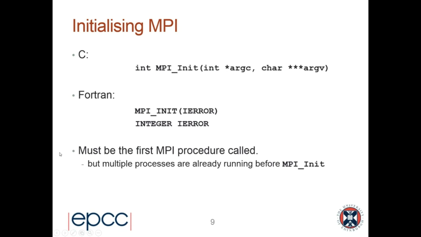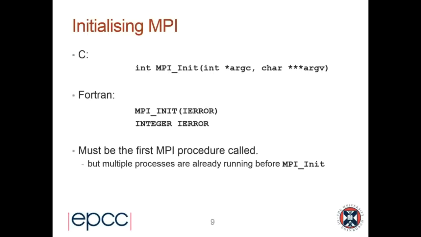To initialize MPI, you call the MPI_Init routine. In Fortran, it's quite straightforward: MPI_INIT, ierror, you call it. In C, it's slightly confusing because it has a rather complicated prototype. It takes a pointer to argc and a triple pointer to argv. This is all slightly complicated, but the reason is that in principle, you can imagine a system where I launch an MPI program from a terminal. And remember, that spawns lots of MPI processes.